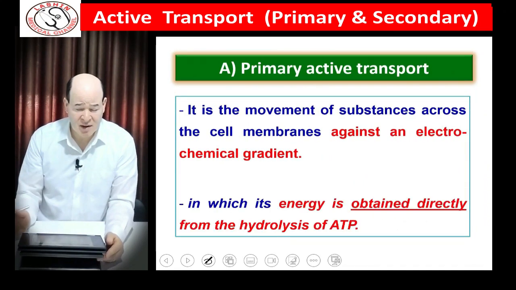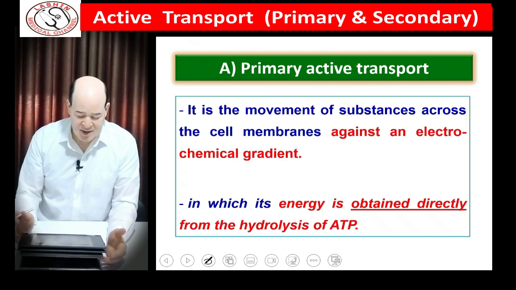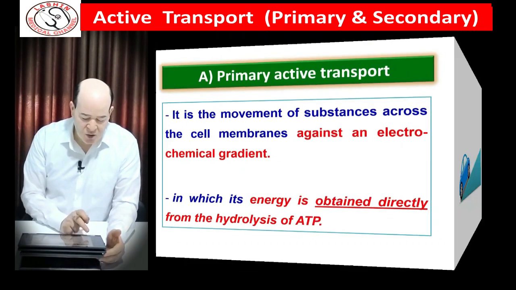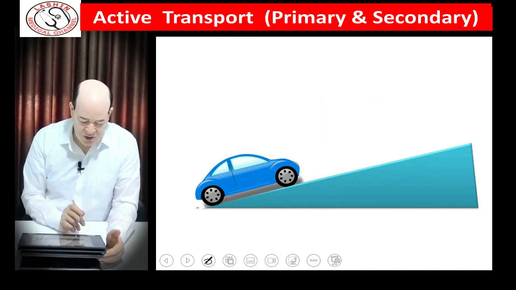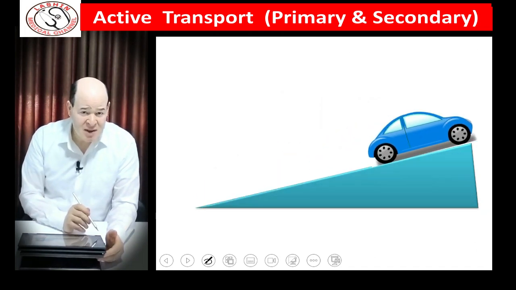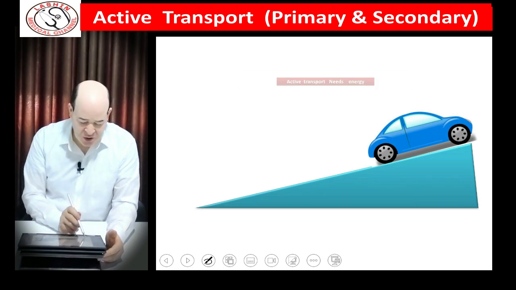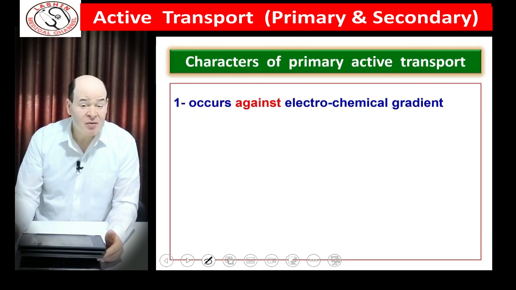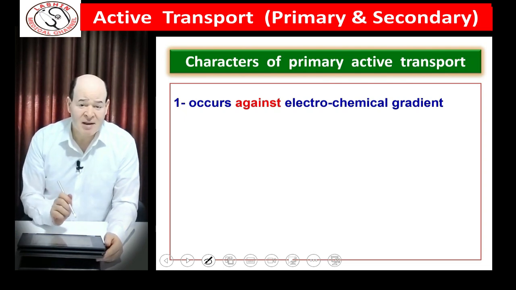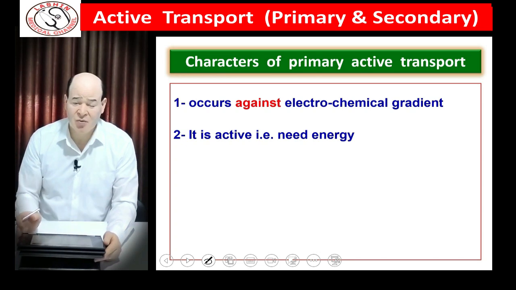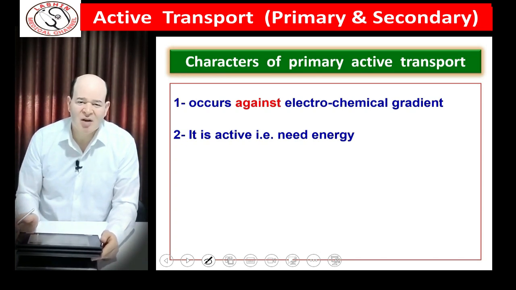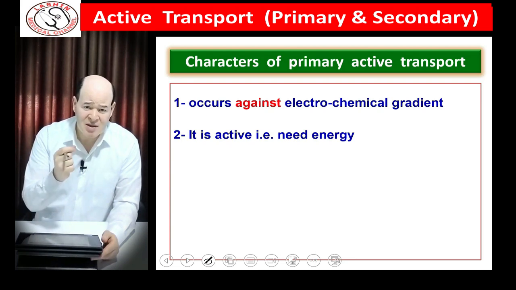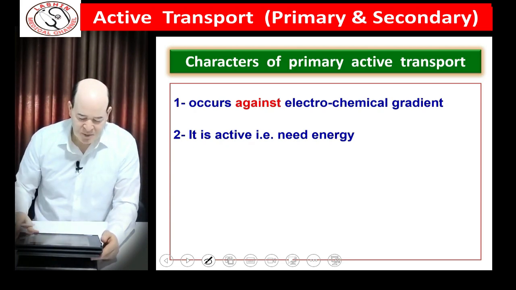We have the general idea that it needs energy, that it needs the carrier, and that it transmits substances from low concentration towards high concentration. Note this picture. You transmit substances uphill from low concentration towards high concentration. We have 5 important characters for active transport, whether primary or secondary. First, it occurs against the electrochemical gradient, as we said, from low concentration towards high concentration. This, of course, serves a certain biological need. Second, it is active. It needs energy in the form of ATP.